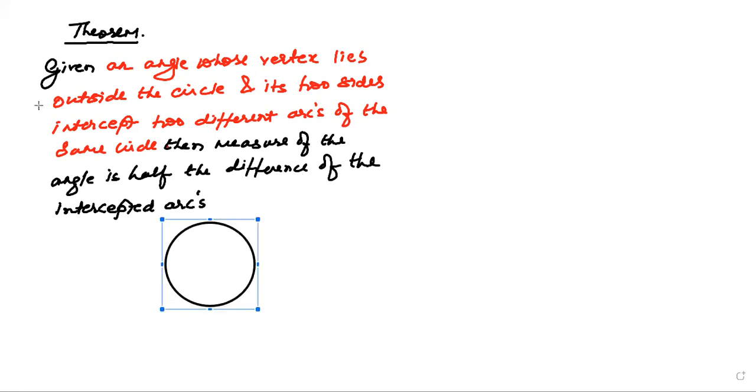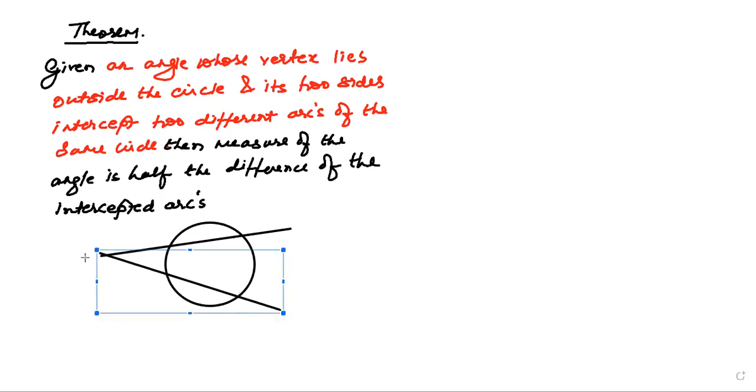Suppose this is a circle, okay? And given an angle whose vertex lies outside the circle, like this is one angle. Just have a look at this angle, okay, children? This angle, you can see, angle ABC. Can you see? Vertex B lies outside the circle and its sides intercept two different arcs of the same circle. They intercept arc AXC and arc PYQ. Can you see this condition?